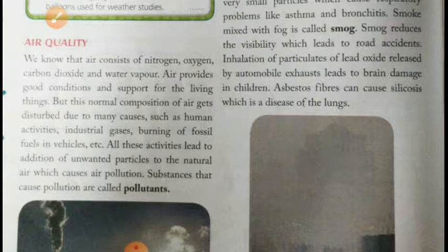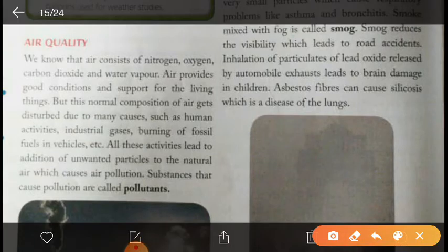Myself, Suman Singh. So, in the last lecture, we had learned about the greenhouse effect, inert gases, dust particles, water vapor and carbon dioxide. Right. So, in this class, we will learn about air quality. So, when we talk about air quality, what is this air quality?